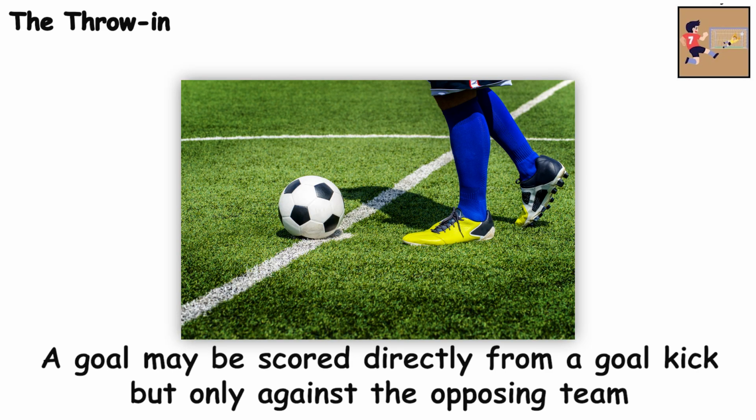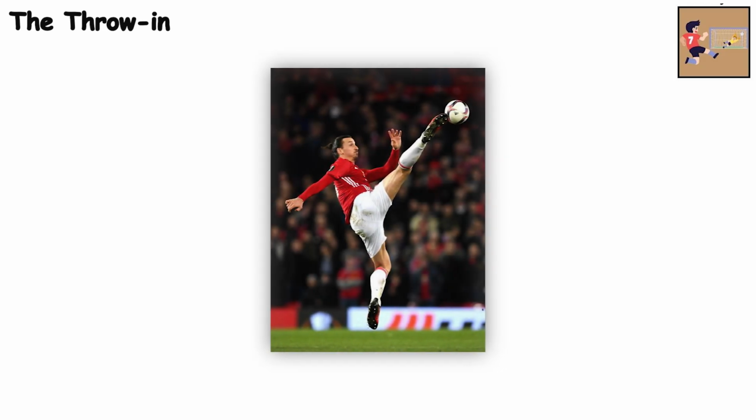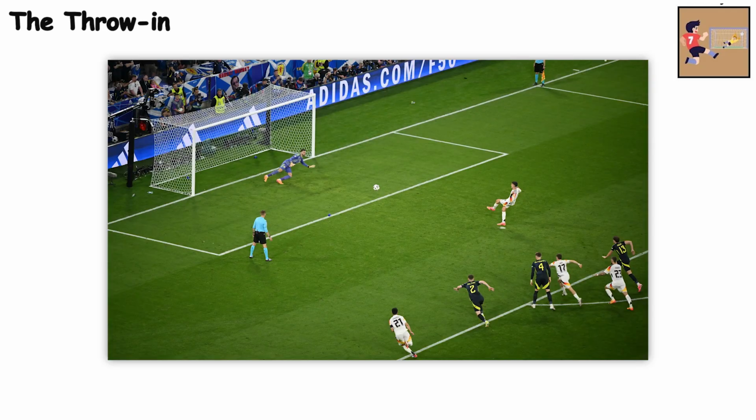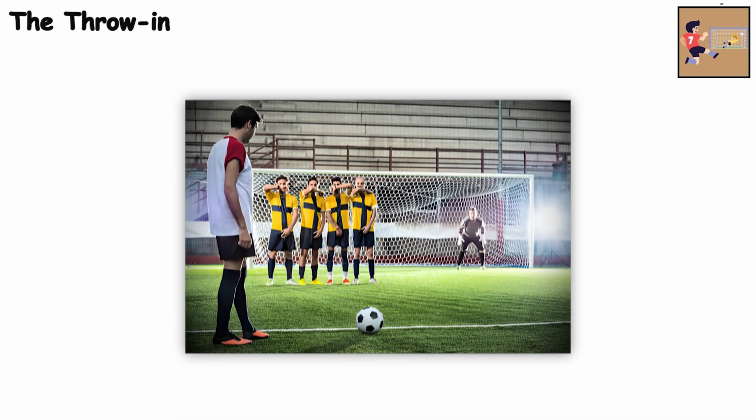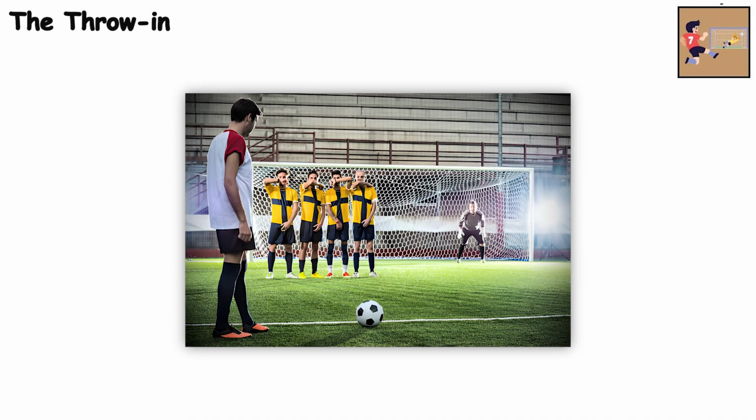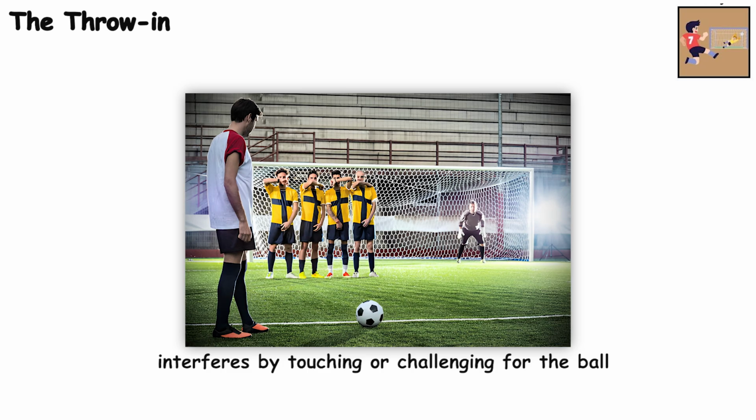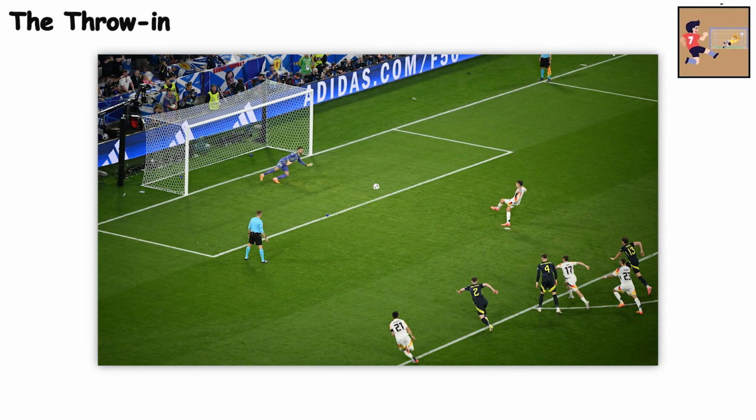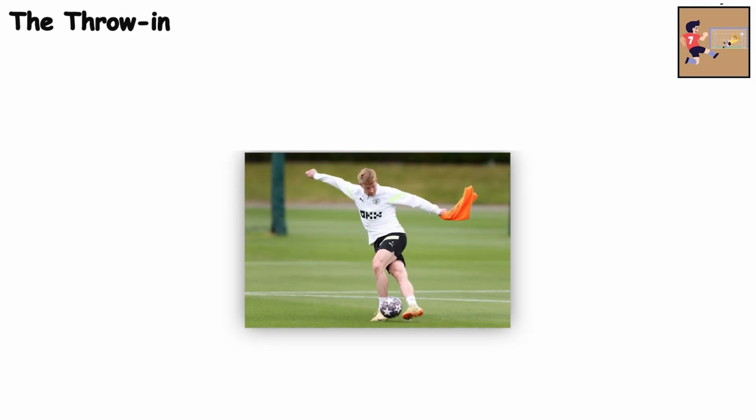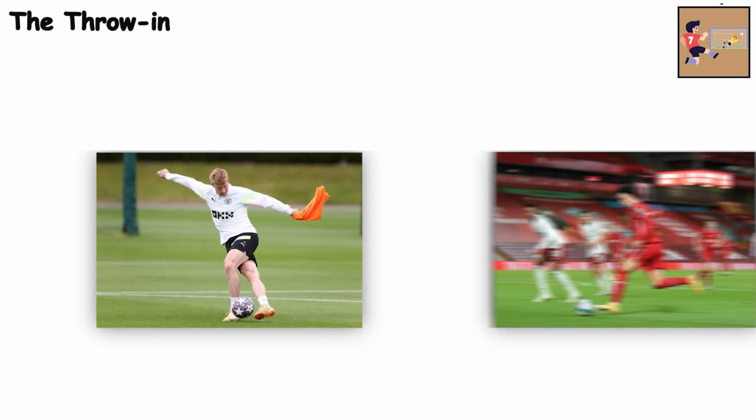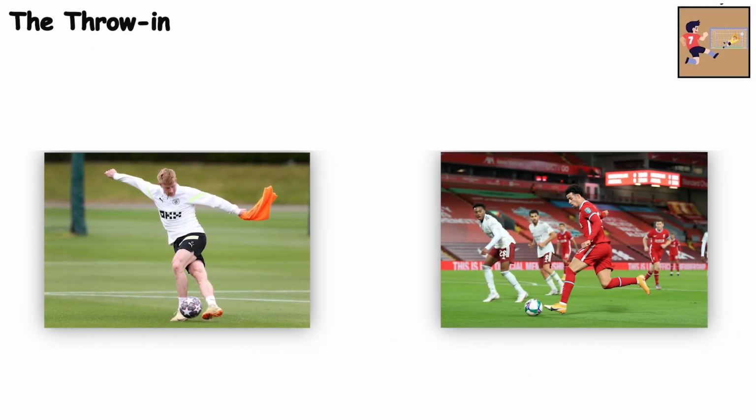A goal may be scored directly from a goal kick, but only against the opposing team. If the ball goes directly back into the kicker's own goal without another player touching it, the restart is a corner kick. If any opponent enters or remains inside the penalty area before the kick and then interferes by touching or challenging for the ball, the goal kick must be retaken. Repeated offenses may result in a booking for unsporting behavior. These rules ensure goal kicks are executed fairly, restart play consistently, and balance restarting quickly with preventing unfair advantage.